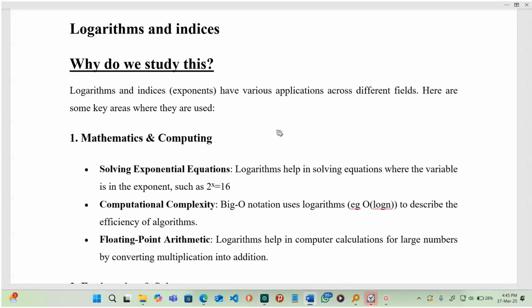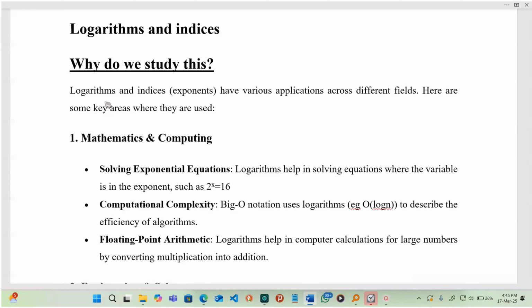Hello, my friends. You could have been wondering why you need to study logarithms and indices. So, in this simple discussion, we'll be looking at the practical applications of logarithms and indices.